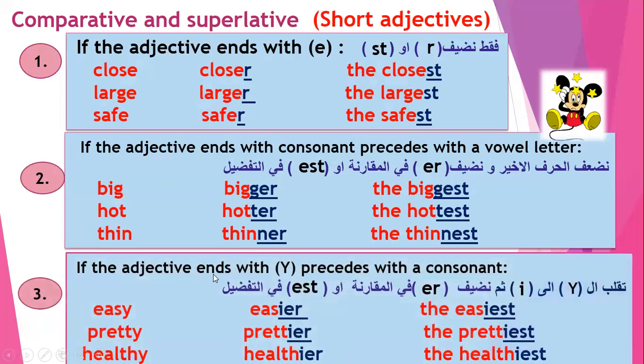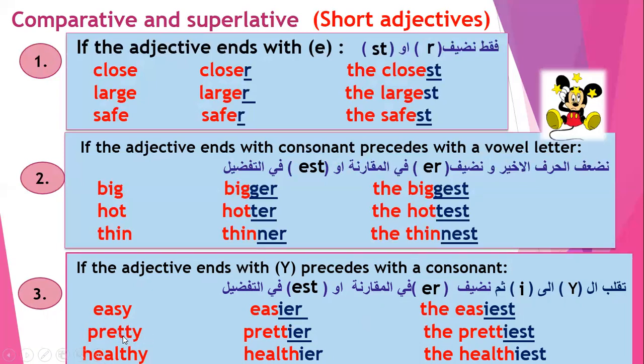Number 3. If the adjective ends with Y preceded with a consonant. إذا كانت الصفة منتهية بحرف Y مسبوق بحرف صحيح, we will change Y to I and add ER in comparative or EST in superlative. يعني نقلب الواي إلى I ثم نضيف ER في المقارنة أو EST في التفضيل. For example, easy الواي هنا مسبوقة بحرف صحيح وهو الS. طبعا الفاول letters A, O, U, I, E. إذن easy we will change Y to I and add ER in comparative. It will be easier أسهل. The easiest الأسهل.